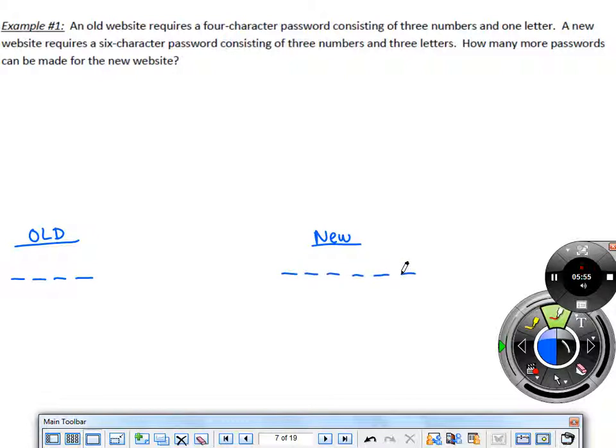So we have to have a way to count how many different passwords people could come up with here, how many different passwords they could come up with there, and then subtract them. Okay? Ideas about how we can count this, or questions that you have that need to be clarified before you could continue? Eric?